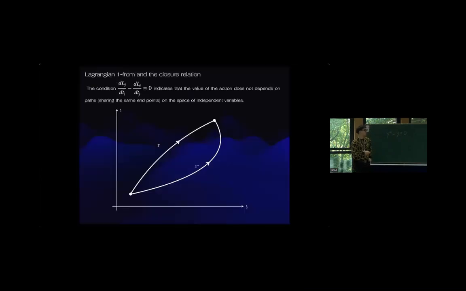So with having this closure relation, it means that on the space of time variables here, you can take any path from the beginning to the end. It doesn't matter, your action is invariant, right? That is the thing.